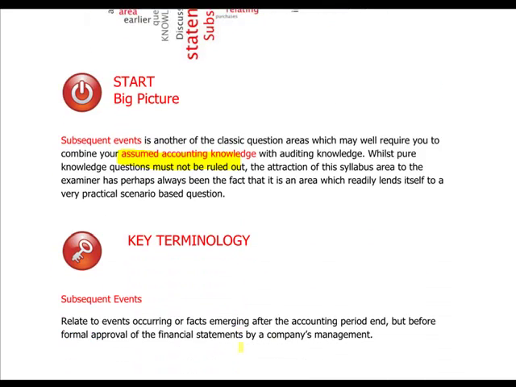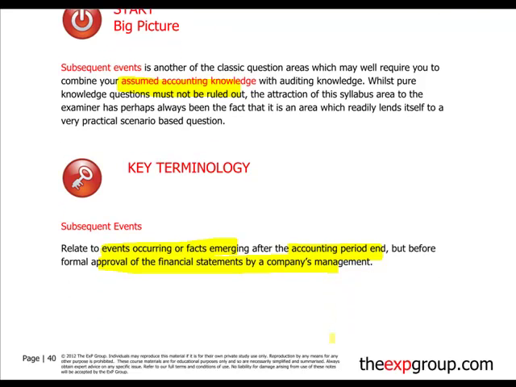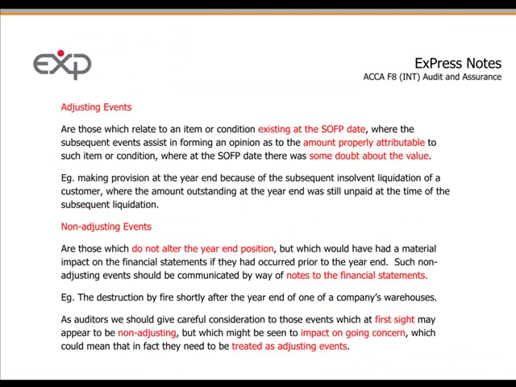What you need to know: what is a subsequent event? Basically, a subsequent event relates to events occurring after the accounting period end, but before the formal approval of the financial statements by the company's management. This is a definition given by the accounting standards. This is something you have to know.